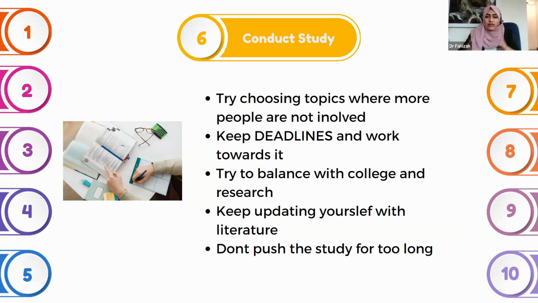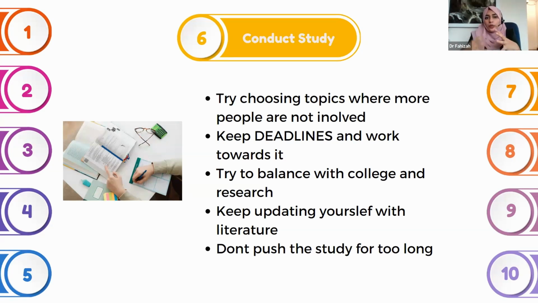Only those two people is enough. Because the more mentors you involve, the more chances of your research going nowhere. Then keep deadlines and work towards them. Balance is one of the things: balance college and research. Keep updating yourself about what is happening in Google.